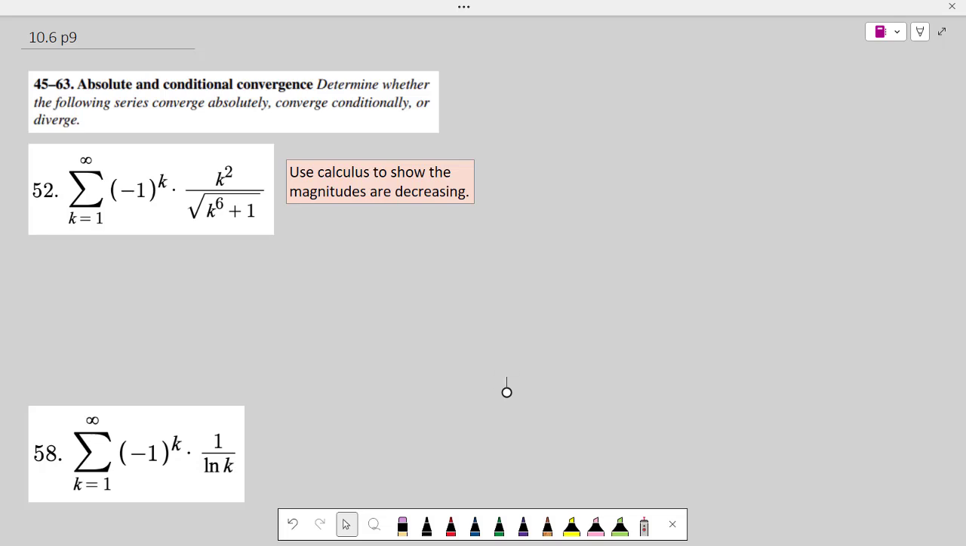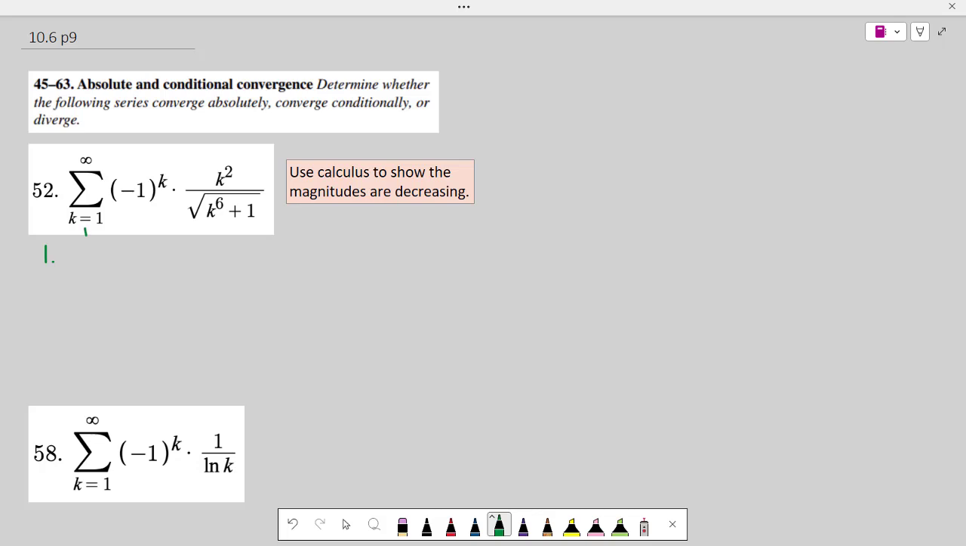Okay, so absolute and conditional convergence. Determine whether the following series converge absolutely, converge conditionally, or diverge. So this is an alternating series, and the one that's going to be on the test, you will be able to show by alternating series test comfortably that it converges. This one's a little bit of a hassle, but let's at least start, let's talk about it as we go.